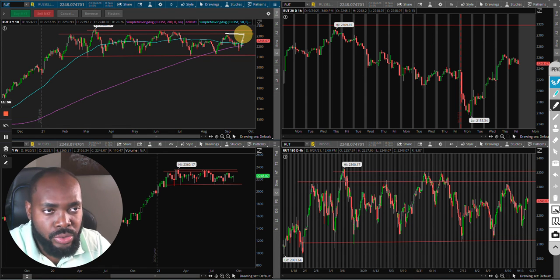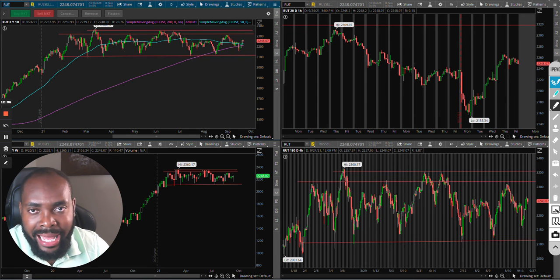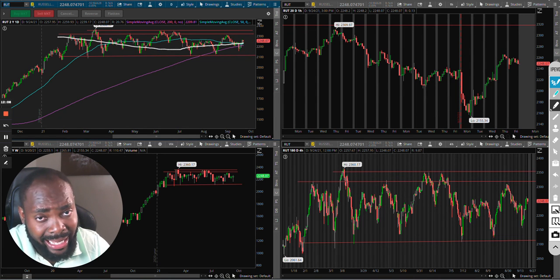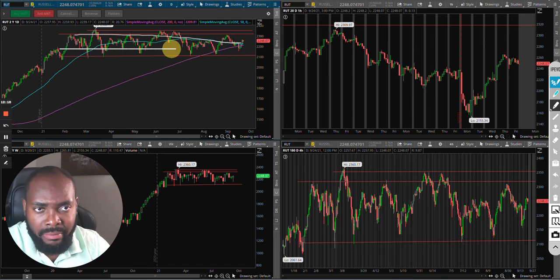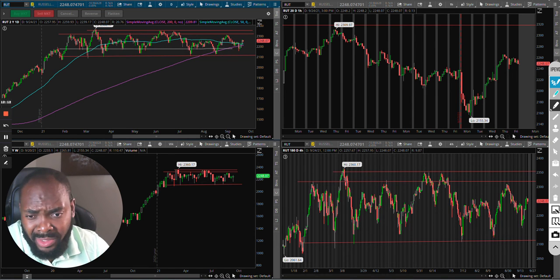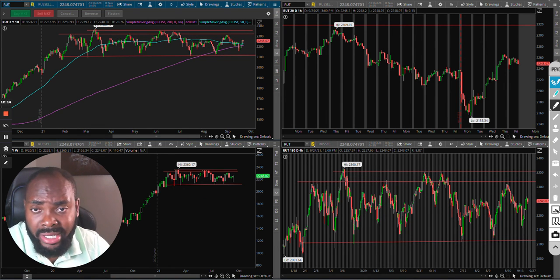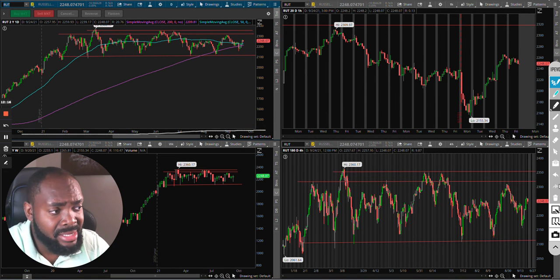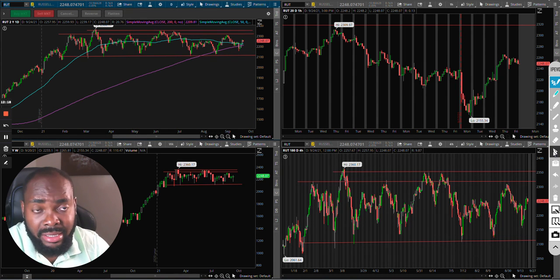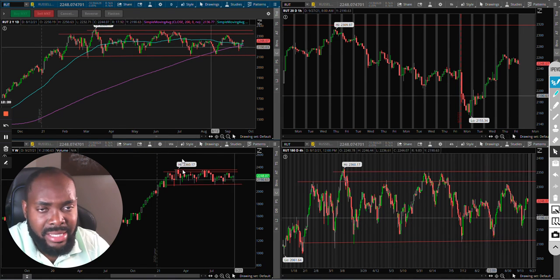All right, if we get a breakout, then we look for the Russell 2000 to start making new highs, as it has been channeling for almost a year right now. Since December, this thing has done nothing but move sideways. All right, so we're still optimistic, looking for more upside move on the Russell.